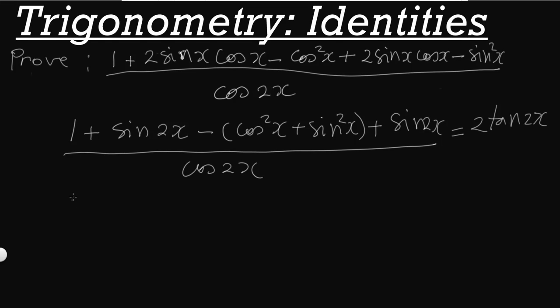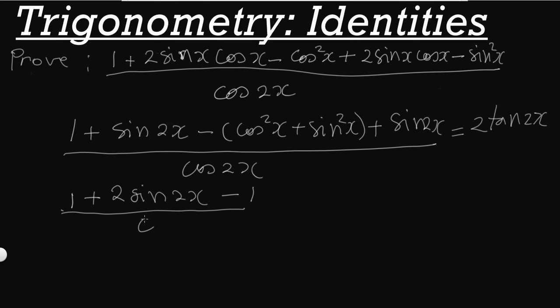Now, when we come to this, we'll have 1 plus sin 2x, and then minus, and sin 2x plus sin 2x will give you 2 sin 2x. And then we have a minus. Remember, cos squared plus sin squared is equal to 1.